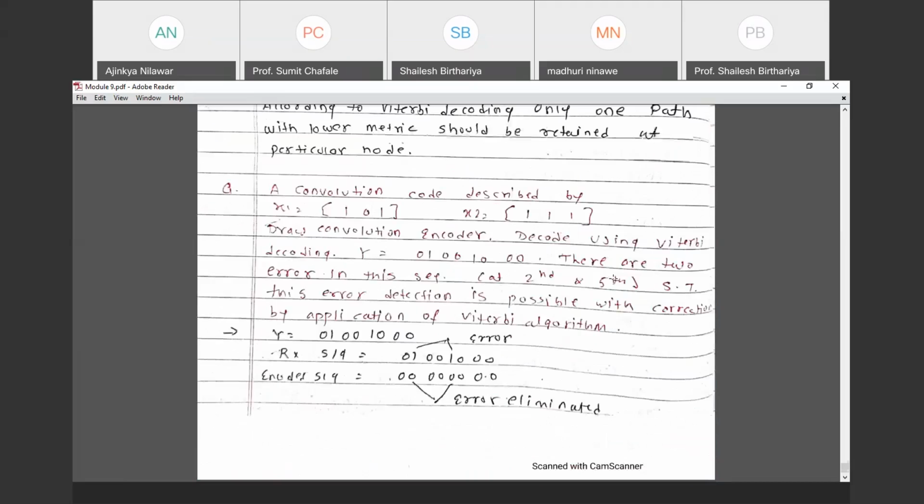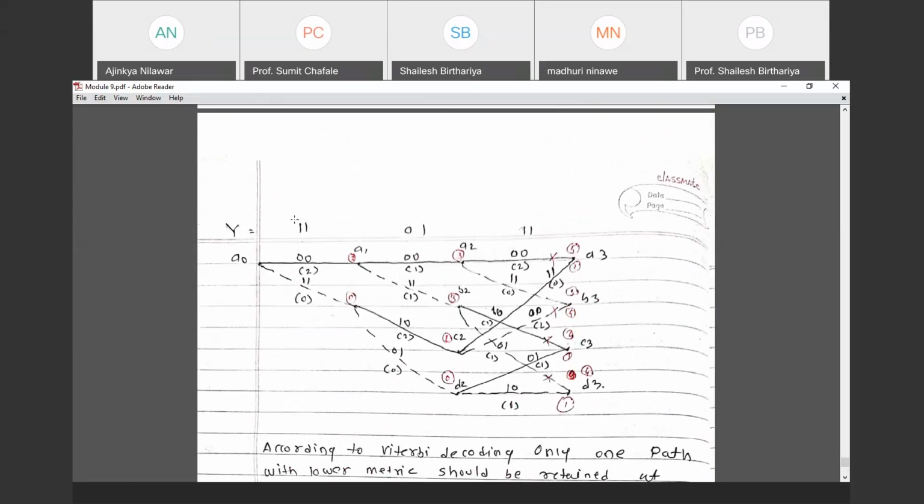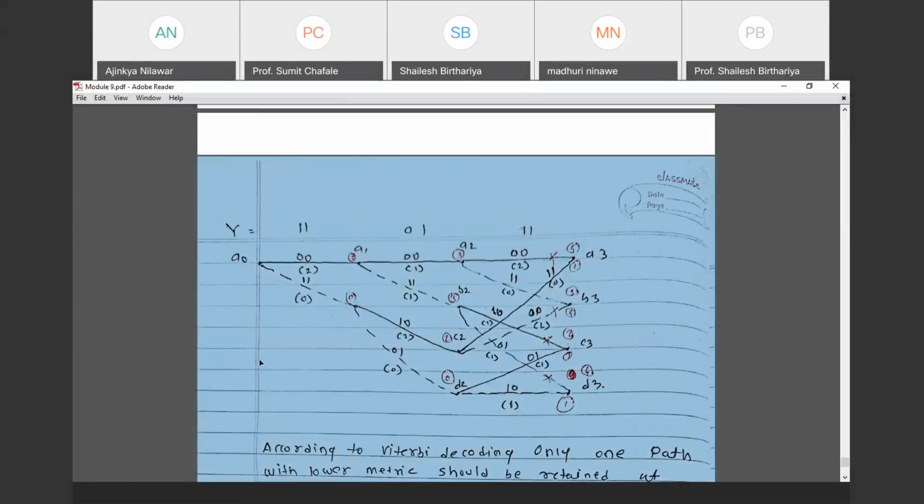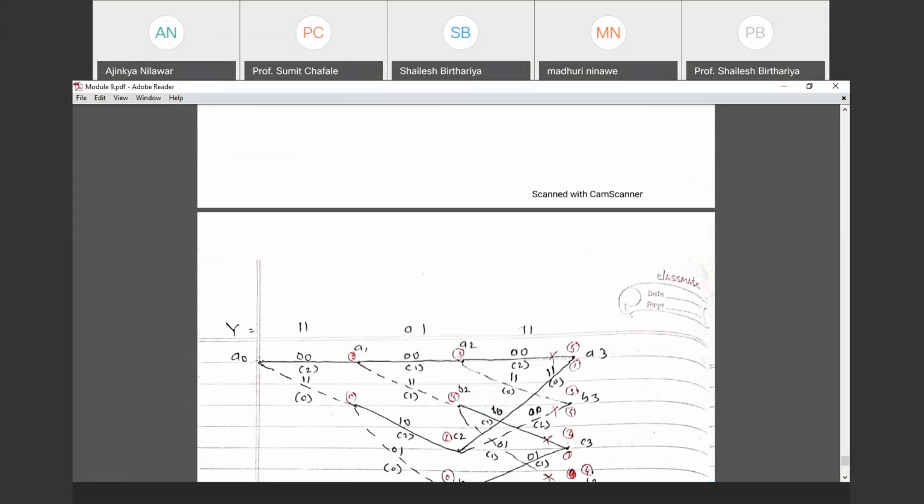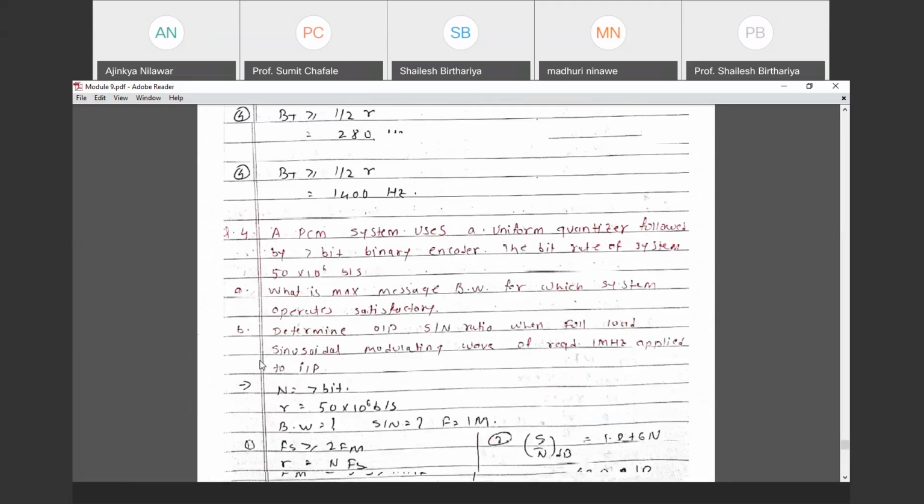Similar kind of numerical is there. Here you will see with the help of the same application, suppose my received data is 0, 1, 0, 0, 1, 0, 0, 0, and there are 2 errors, that is second and fifth position. With the help of a channel decoding algorithm, we can remove the error. So this is my transmitted data, this is my received data. That means I am eliminating the error with the help of a channel decoding algorithm. Again, there are various channel decoding algorithms. They deal with information theory and coding.